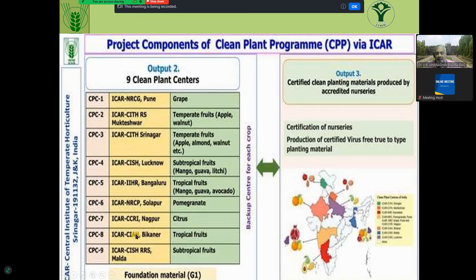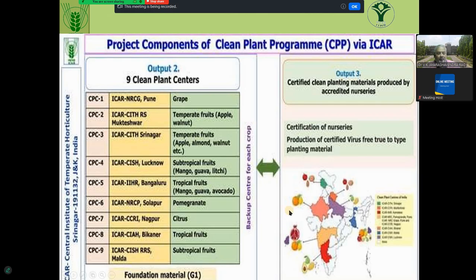Then we have the Central Institute of Arid Horticulture for tropical fruits, the Bur fruit, the Jujuba. Okay, then we have the regional station at Malda, and so many things for mango, subtropical fruits. So the G1 is called a fundamental material, and look at these 9 coordinating centers, where IIHR, where I am sitting, is one of the important centers.